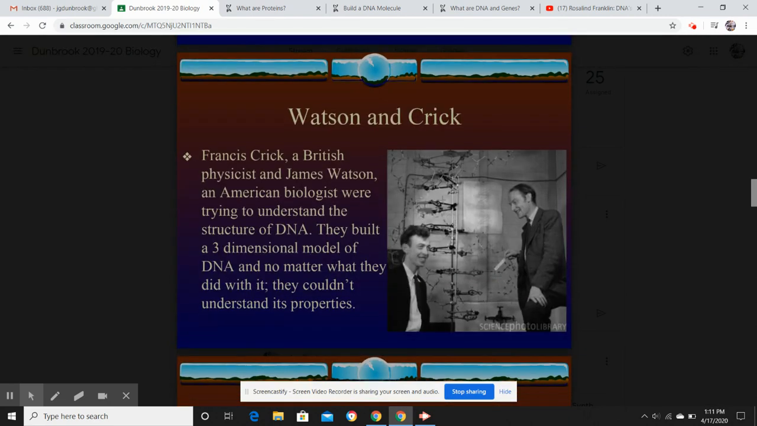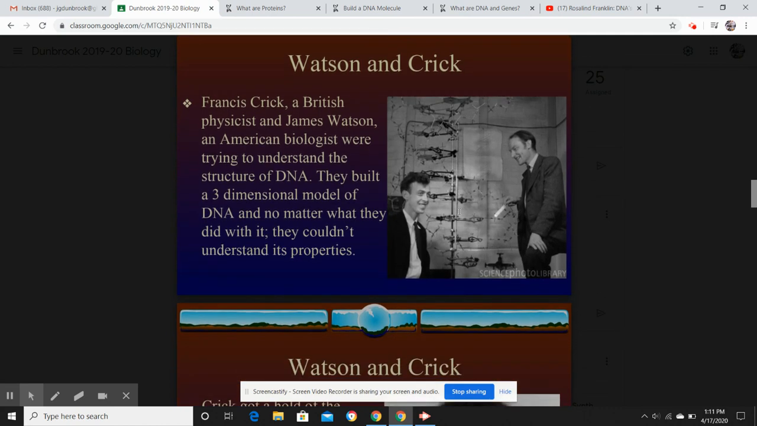And Watson and Crick, they were physicists. Francis Crick was a British physicist, and James Watson was an American biologist. And they were trying to understand the structure of DNA. And this is them back in the 1950s in their lab, and they're actually building a model of metal pieces, trying to fit all the base pairs in and seeing if it would work, and seeing if they could kind of recreate the structure of DNA based on the limited stuff they did know.